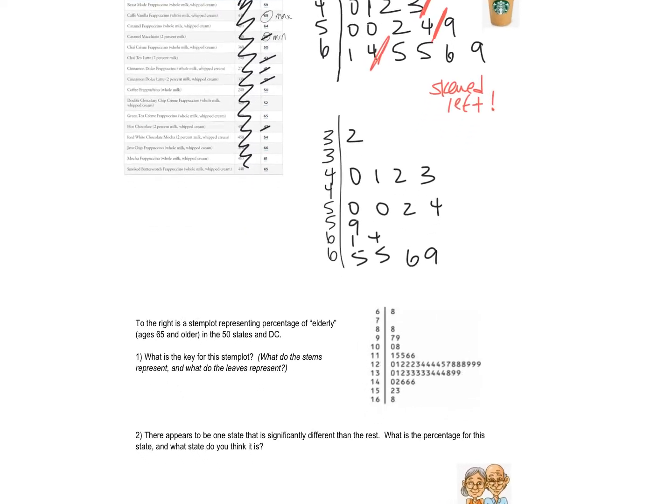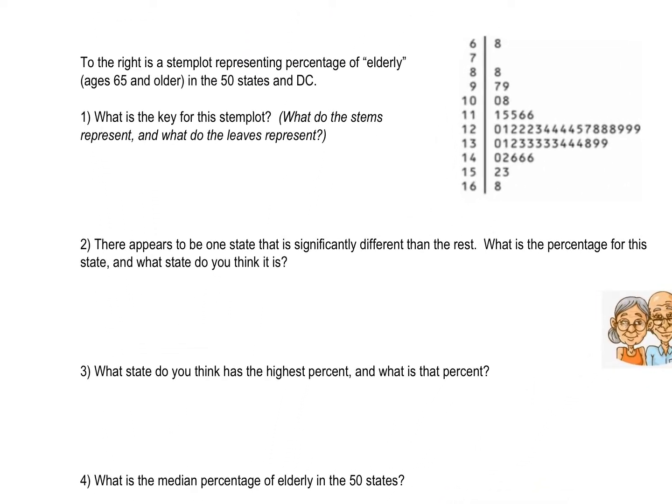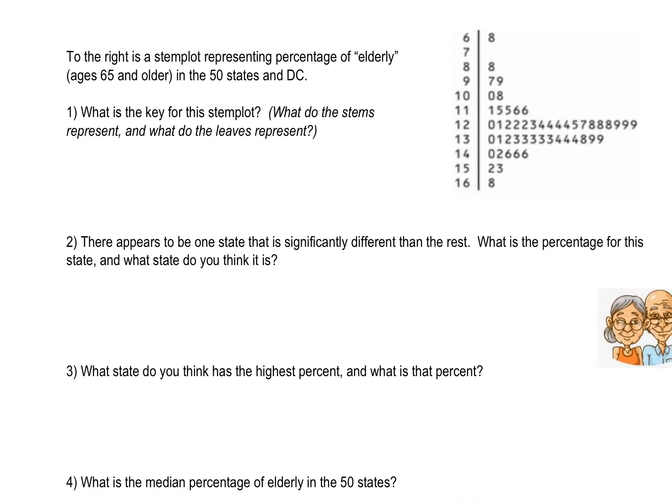Anyways, what I have on the next page is a stem plot already given. And what this represents is the percentage of old people in the 50 states and DC. So yes, that does mean that there are 51 states here. You can verify by counting, but it's the 50 states plus DC. Anyways, what is the key for this stem plot?